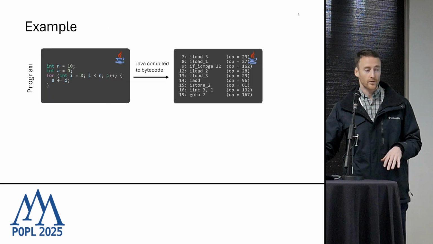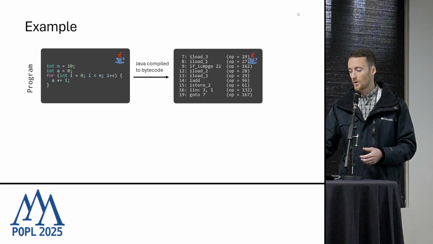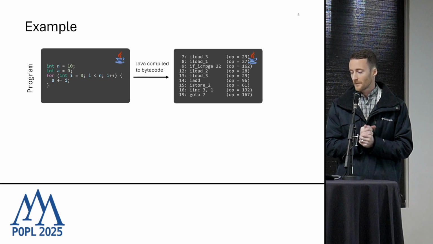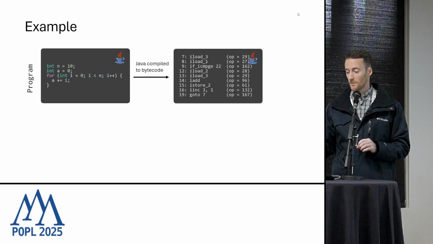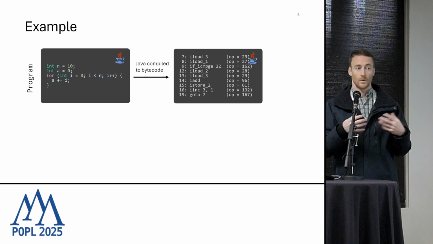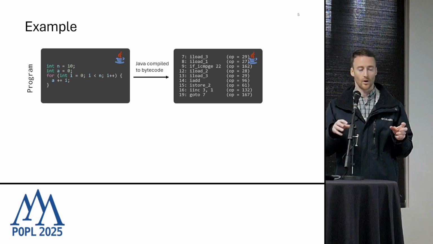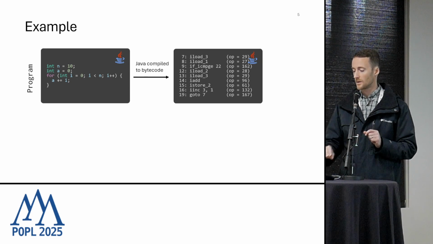So let me walk through an example to describe how meta tracing might work. What we have here is a Java program that on the right has been compiled to Java bytecode. Now, of course, one might want to compile Java directly to WebAssembly, but for our research prototype, we're not doing that. We're just going to keep this bytecode separate.